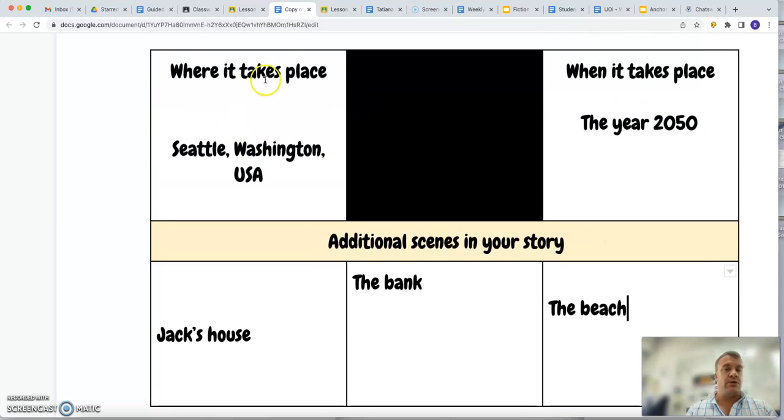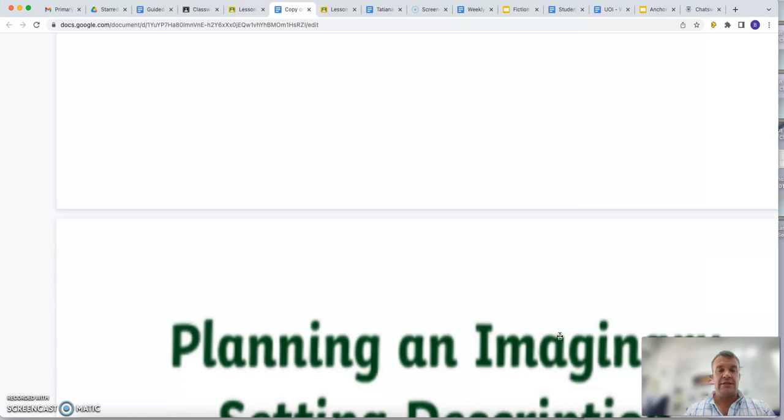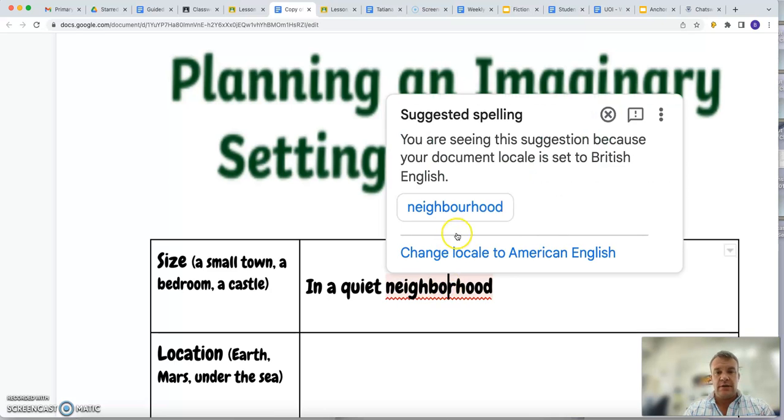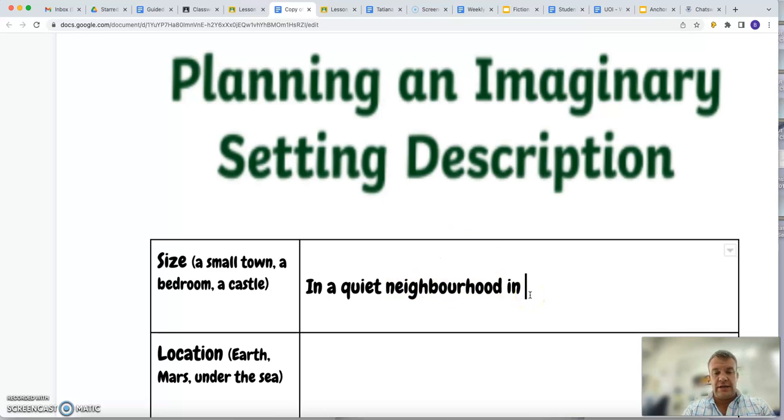So I know that in my story, it's going to be in Seattle, Washington. It'll be the house, the bank, the beach. All right. So next, planning an imaginary setting. Think of the first setting in your story. Where is this guy going to be? Let's just say he is in a quiet neighborhood, in a suburb, in Seattle. For your story, you do whatever you want in Seattle.